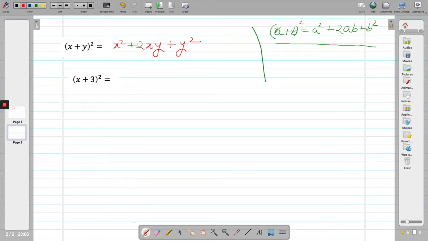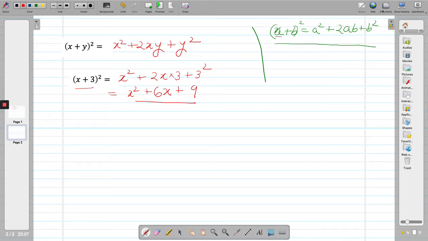Now this one is saying x plus 3. Okay, so x will become a. I'm comparing x with this a. So it will be x squared plus 2ab. So 2 is 2, a is x, and b is 3, so times 3. Okay, plus b squared, so 3 squared. So what is the answer? It is x squared plus 6x plus 9, and that's it. So if you know the formula, you can write down straight away. x plus 3 whole squared is x squared plus 6x plus 9.